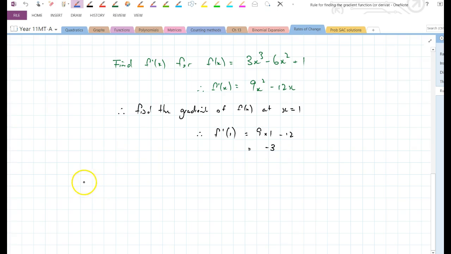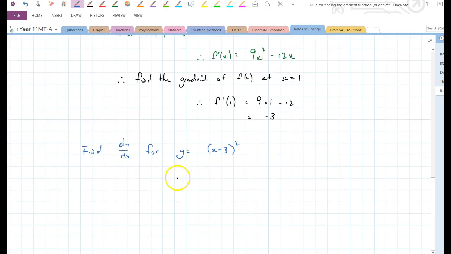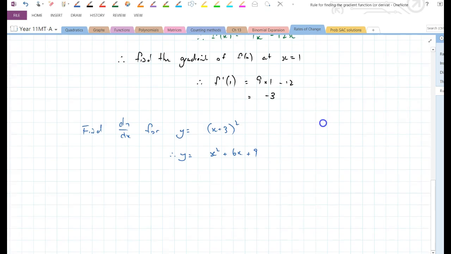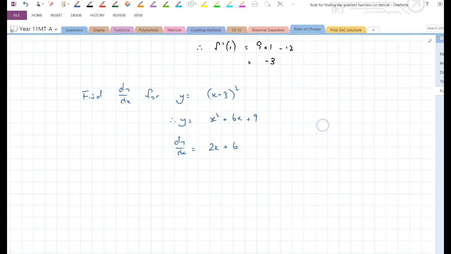Alright, another example. Just two more examples from page 548. We're going to find dy dx, so again the derivative function, for y equals x plus 3 squared. Now the way to go with this one is to expand, so we'd go x squared plus 6x plus 9. Remember it's twice the product of those two goes there, and then it's x squared and 9. So y equals that, so dy dx, just following suit using the notation that's been given in the question: x squared becomes 2x, 6x becomes 6, and 9 drops. So there's the result.